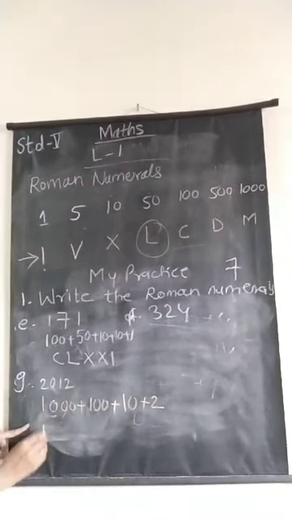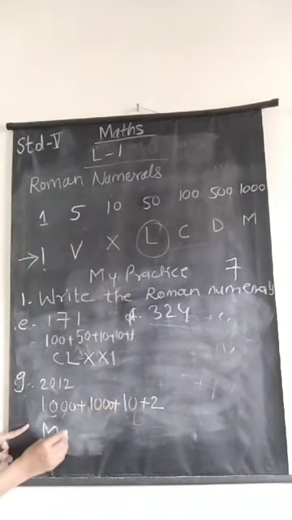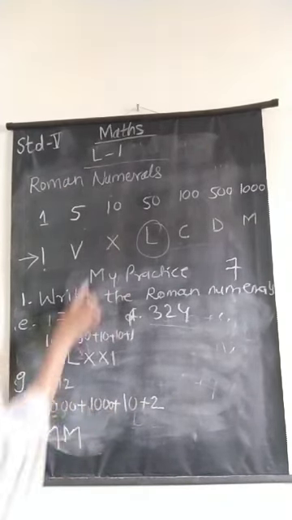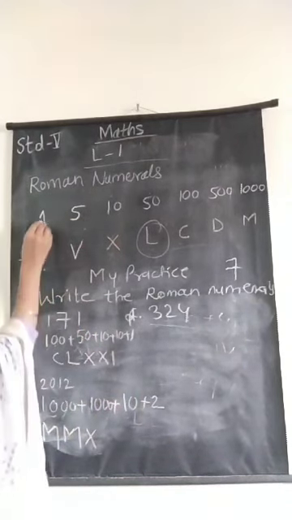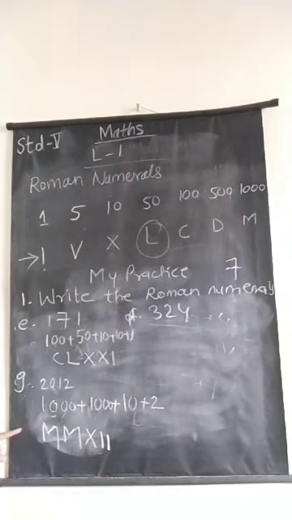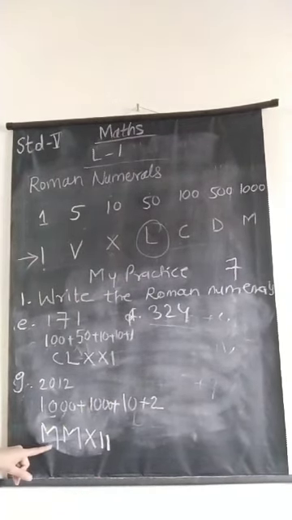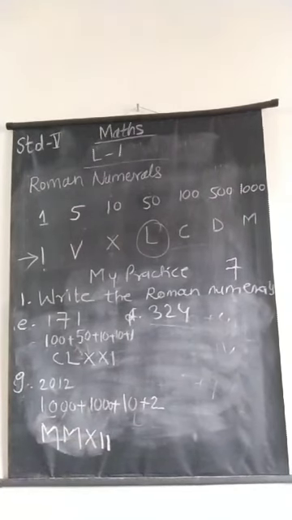So for 1000, M is there. For the next 1000 also, again M. For 10, we are using which letter? X. And for 2, we are using 1 plus 1. That means 1, 1. Understand this? So 2012 is written as MMXII. Okay, students, understand how to write Roman numerals.